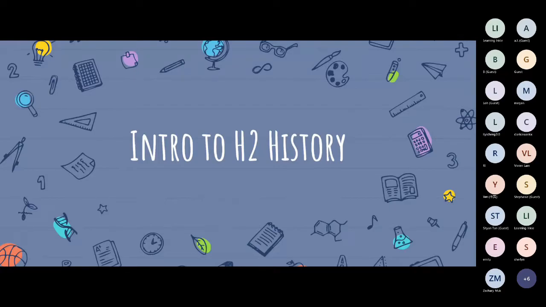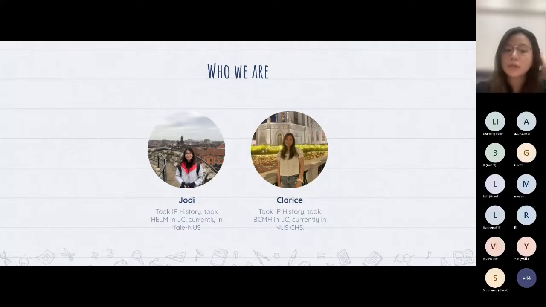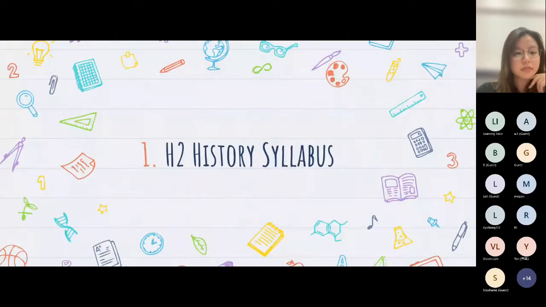So we'll begin by introducing ourselves. I'm Jody, and with me today I have Clarice. We both took IP history, and for me in JC I took history, econs, literature, and math. And for Clarice, she took biology, chemistry, mathematics, and history. Currently, I'm in Yale NUS, and Clarice is in NUS College of Humanities and Sciences. So we will begin by sharing with you the H2 history syllabus.